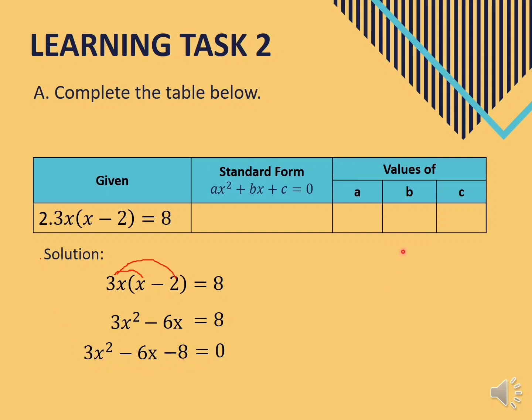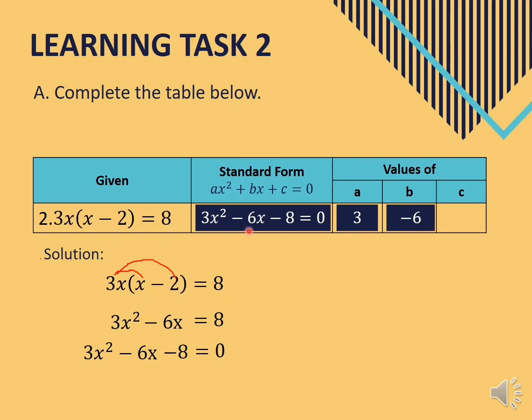So again, we will put it inside the table and that will become 3x squared minus 6x minus 8 is equal to 0. Now, in identifying the values of a, b, and c, a is equal to, very good, that is positive 3. How about our b? Yes, that is correct, negative 6. And for our value of c, we have negative 8. So, that's it.